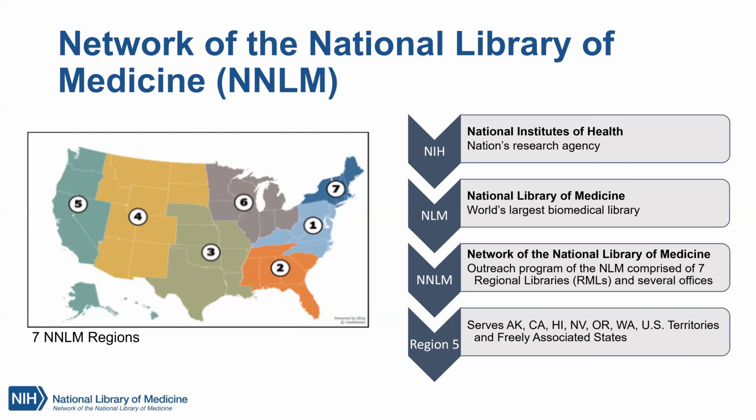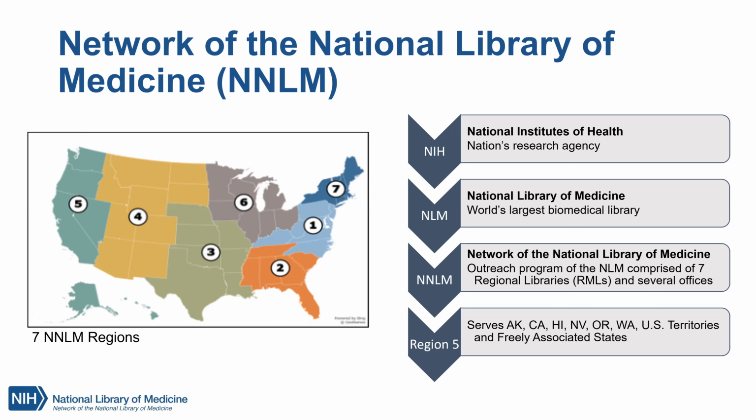But before I do that, I want to tell you about where I work. So I'll start with this image on the right. This shows the relationship between the Network of the National Library of Medicine and the NIH. The National Institutes of Health is the nation's research agency, and it has 27 different departments and centers. One of those is the National Library of Medicine.